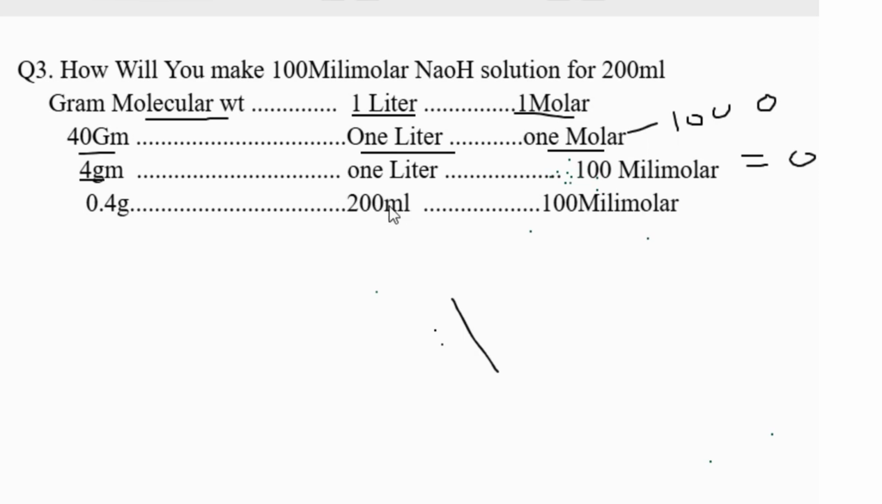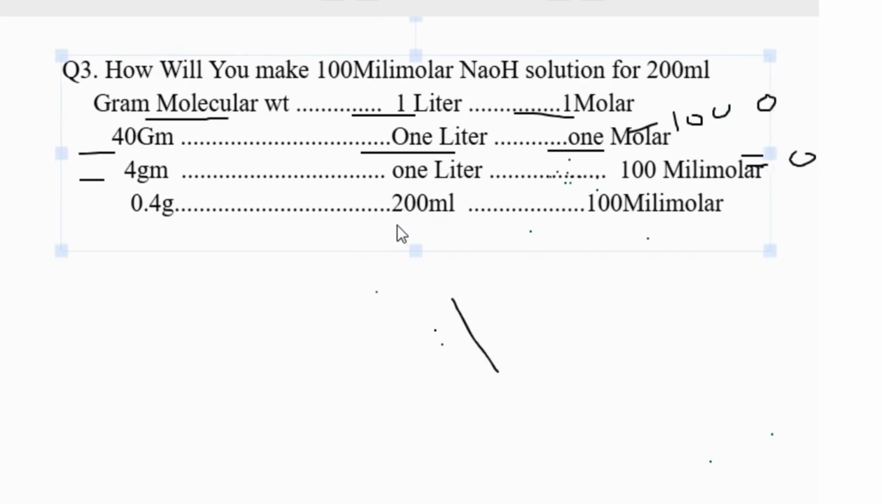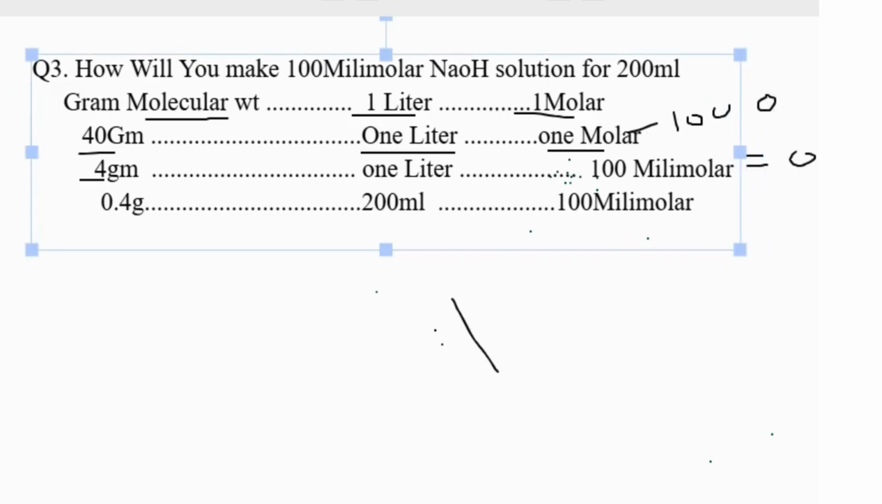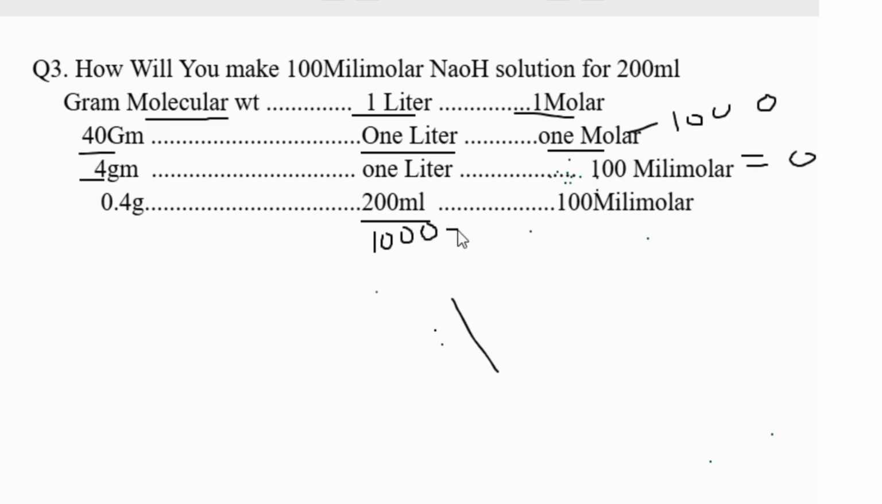Simply, what we have to do here is, this 200 ml is there, so we have to divide this 200 ml by the principal ml. Principal ml is 1 liter, meaning 1000 ml. That 1000 ml you have to divide this 200 by. Then 200 divided by 1000, what will be the answer? It will become 0.2.